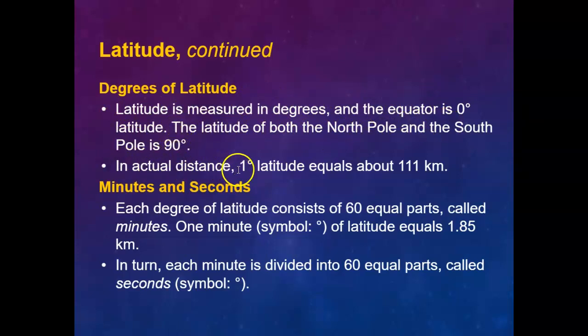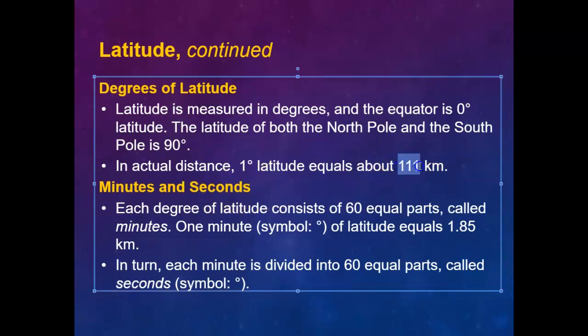In actual distances, 1 degree of latitude equals about 111 kilometers. That's a pretty decent distance. That's about the distance between here and Denver. That's quite a bit. And because it's such a huge distance, sometimes scientists want to break that down into smaller units. It's kind of like with feet. Why do we have inches with feet? Well, because sometimes we want to measure something that's smaller than a foot. So when we want to measure something that's smaller than 1 degree, we'll do it in minutes and seconds.